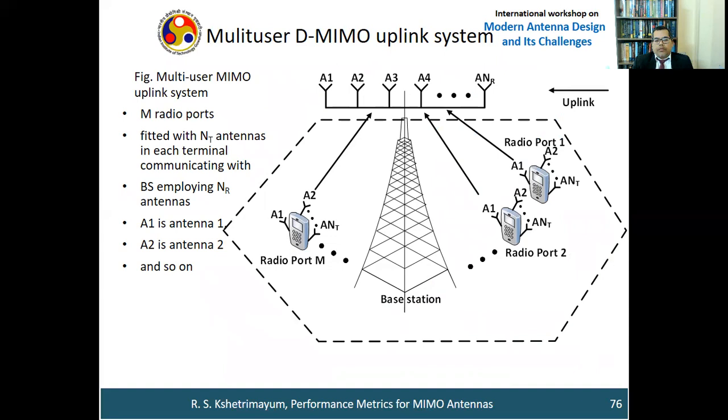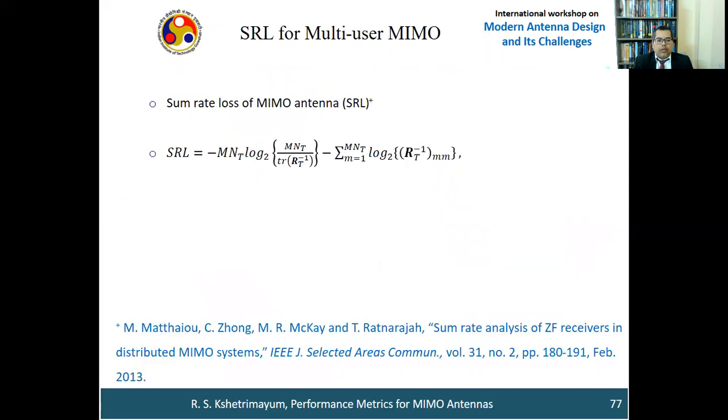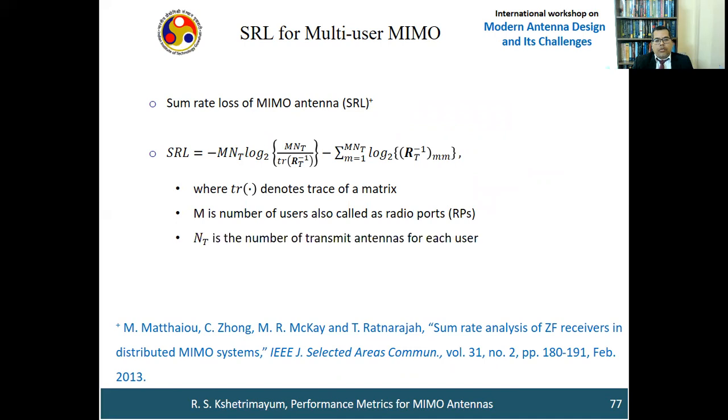So let us consider such a scenario where we have M radio ports, and every radio port is employing NT antennas and the base station is employing NR antennas. We want to actually find out the channel capacity loss, which is also called the sum rate loss, especially for the uplink. It can be found from this formula, the sum rate loss for the multi-user case. And here in this formula, TR denotes the trace of a matrix, M is the number of radio ports, and T is the number of transmit antennas for every radio port, and the overall channel matrix we are considering is RT for all users.